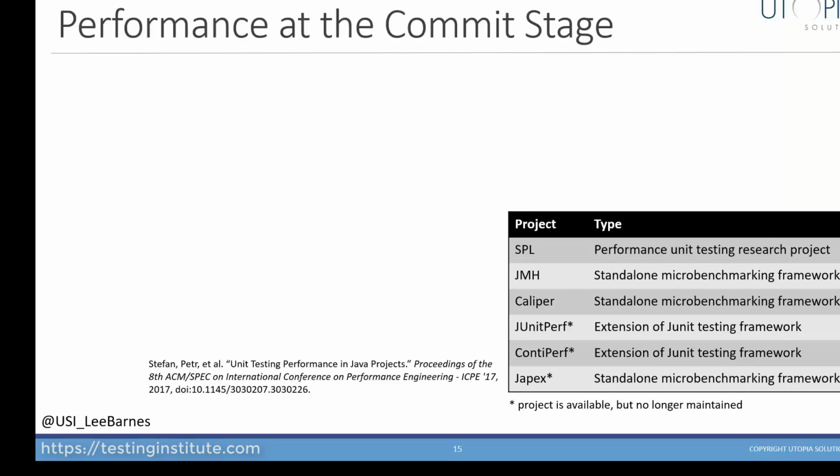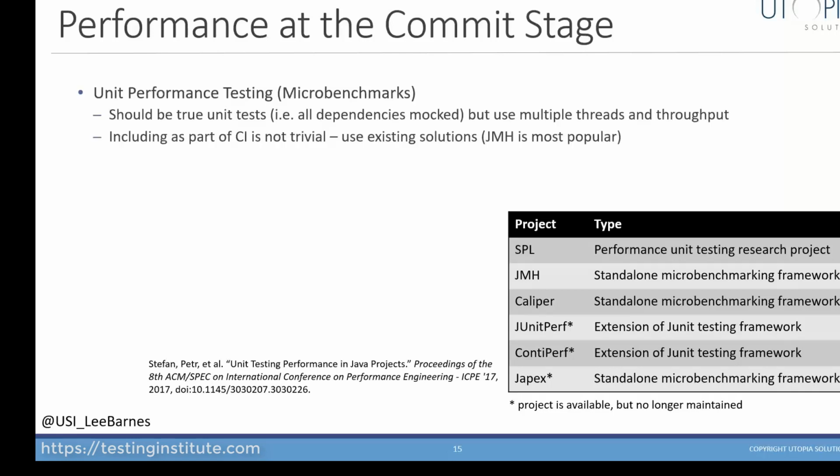This study reviewed almost 100,000 Java-based projects in GitHub and found that only about 3% had some form of performance unit testing. It's also important to note that of these projects, the vast majority, I think about 72%, use JMH, which is part of OpenJDK, to accomplish their performance unit testing. So let's look at what performance unit testing might look like.